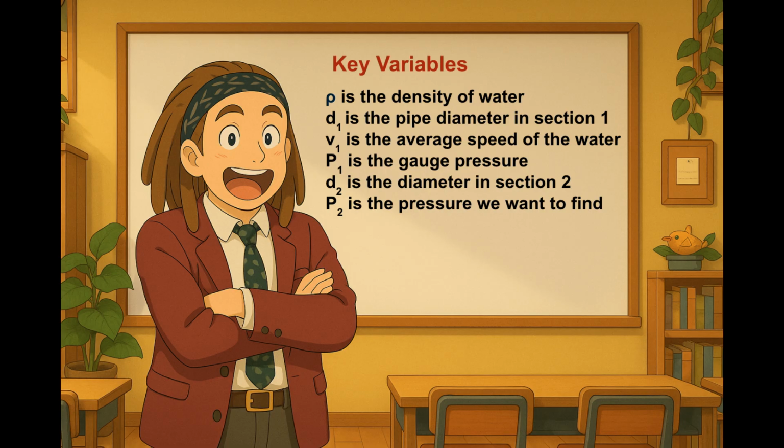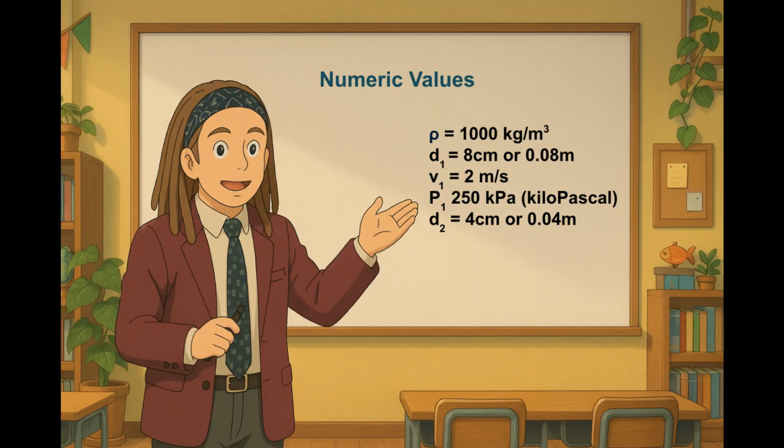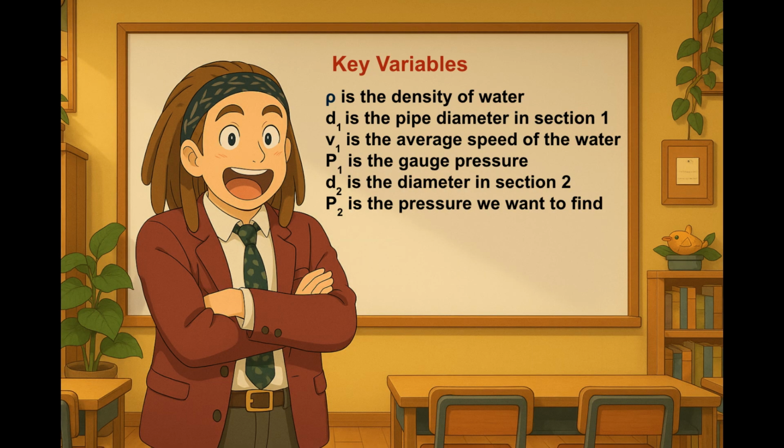Step 2. Identifying our knowns. We're given the density of water, that is, ρ, as 1,000 kilograms per cubic meter. This value is constant throughout the pipe. At section 1, we know the pipe diameter, d1, is 8.0 centimeters. The average speed of the water, V1, is 2.0 meters per second, and the gauge pressure, P1, is 250 kilopascals. At section 2, the pipe diameter, d2, contracts to 4.0 centimeters. Our goal is to find the gauge pressure at section 2, which we'll call P2.